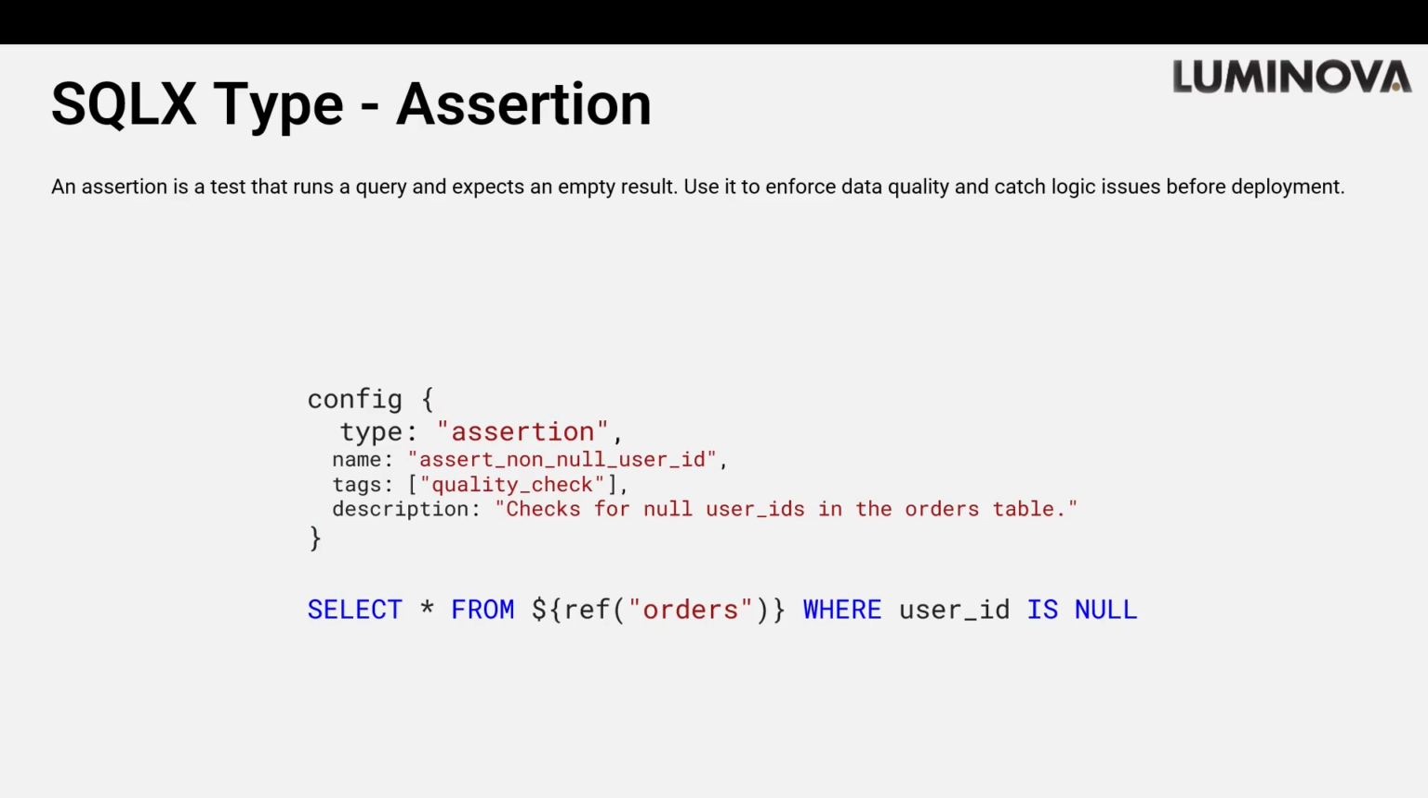Assertions are used to enforce data quality. They run a query and expect it to return no rows. If anything comes back, the assertion fails. It's a great way to catch issues early, like nulls in critical fields or unexpected duplicates. You can add as many assertions as you need and tag them like any other model. This one checks for any orders where user ID is missing, a logic issue we'd want to catch before deploying.